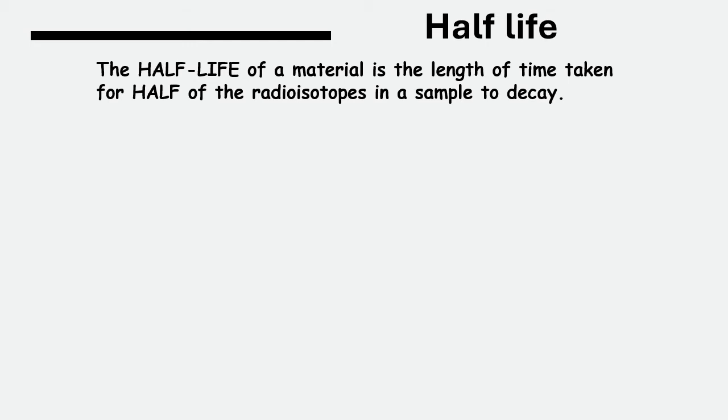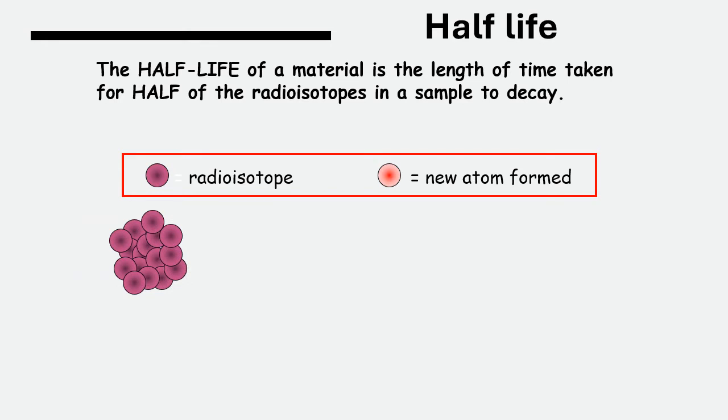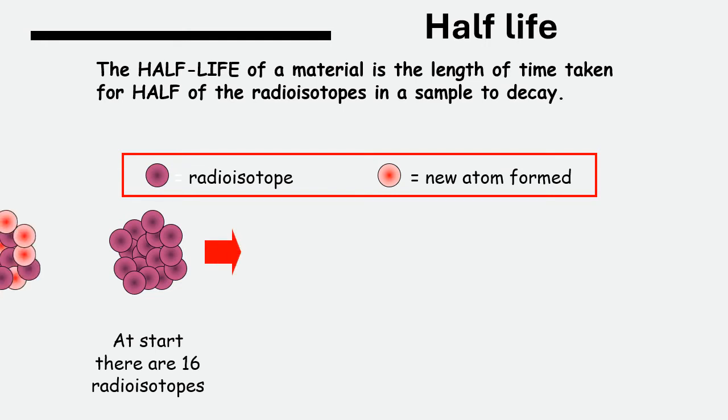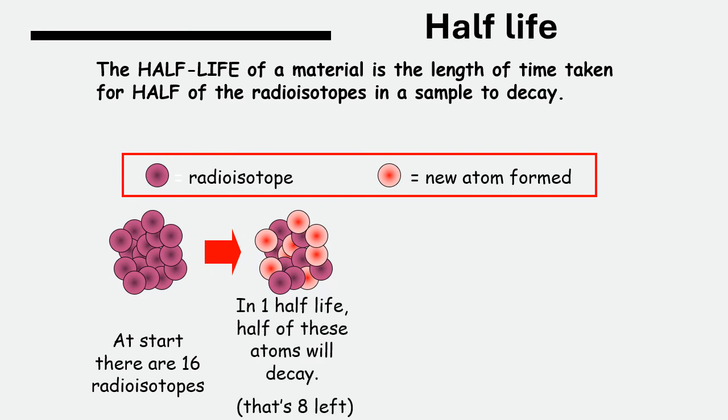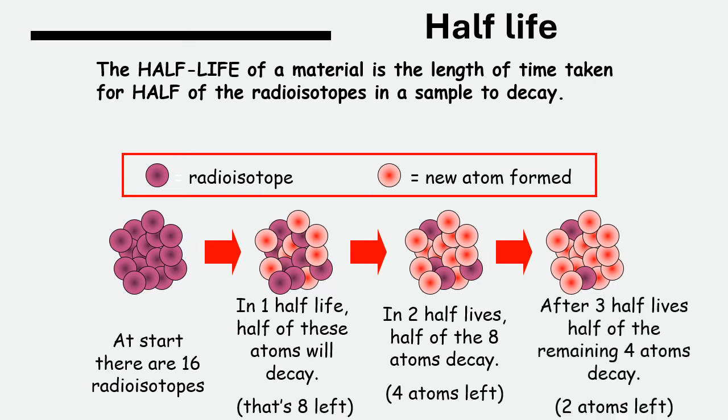So we can show this diagrammatically. If these 16 purple circles are represented by radioactive isotopes, the length of time that it takes for half of that 16, so 8 of them, to decay, will be the half-life. Now in another half-life, I would expect to drop from 8 radioactive atoms to 4 radioactive atoms. And in another half-life, I would expect to drop from 4 radioactive atoms to 2 radioactive atoms.